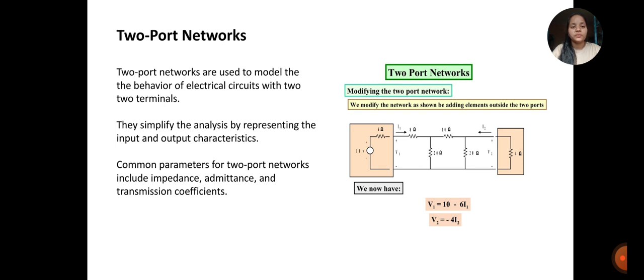Two-port networks. Two-port networks are used to model the behavior of electrical circuits with two terminals. They simplify the analysis by representing the input and output characteristics. Common parameters for two-port networks include impedance, admittance, and transmission coefficients.